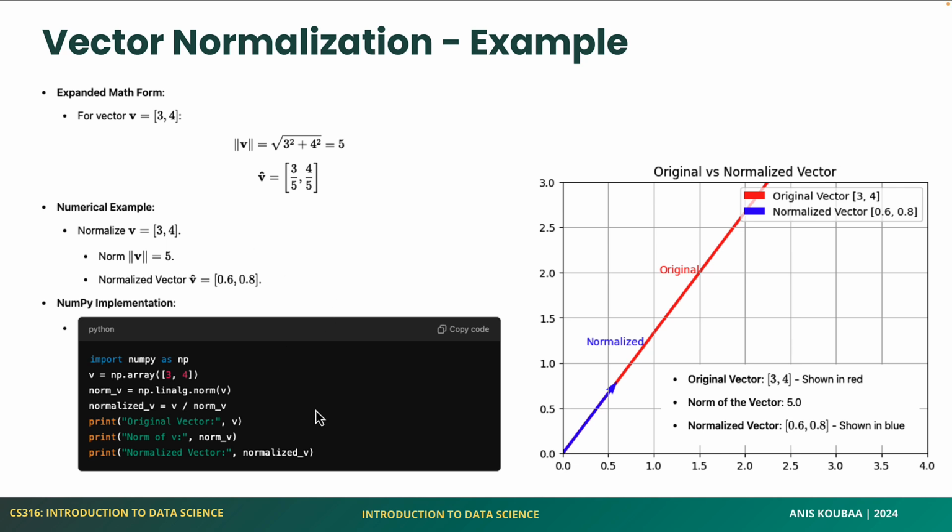And this is how we do it in NumPy. So np.array 3, 4, we calculate the norm. And to calculate the normalized vector, we just divide V by the norm.